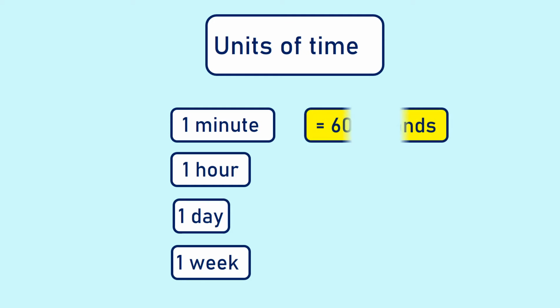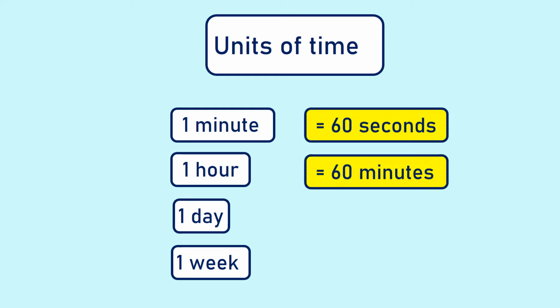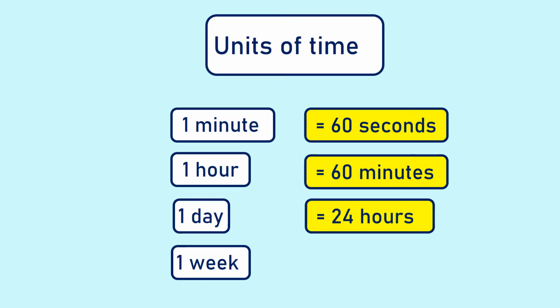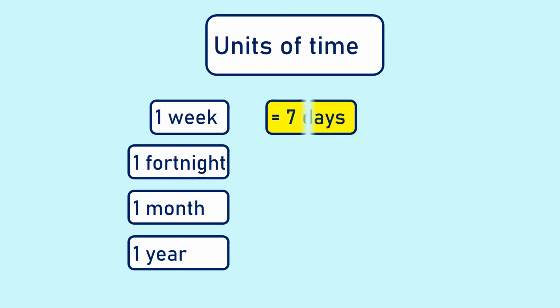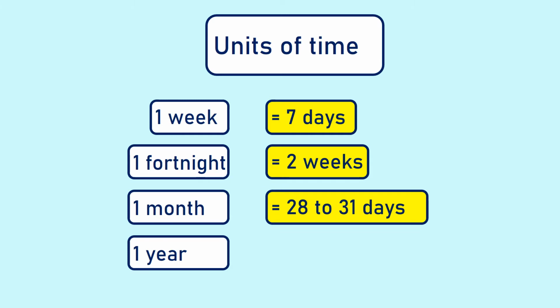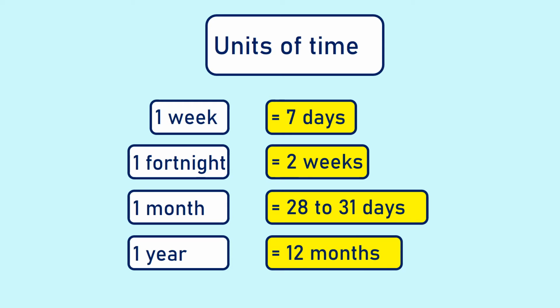So a minute, 60 seconds, an hour, 60 minutes, a day, 24 hours, and 1 week, 7 days. So 1 week, I think you'll all know, is 7 days. A fortnight, not just a game on the Xbox, it's 2 weeks. A month can be anywhere between 28 and 31 days, depending on which month. And 1 year is 12 months or 365 days.